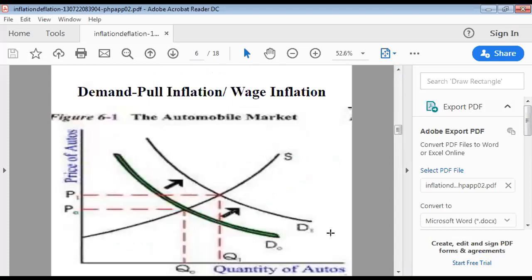In the figure, we have the automobile market being analyzed through that graph. The price of automobiles is on the y-axis, the vertical axis, while the quantities produced is on the x-axis, which is the horizontal axis. The line S is the supply curve, while D0 and D1 are the demand curves.